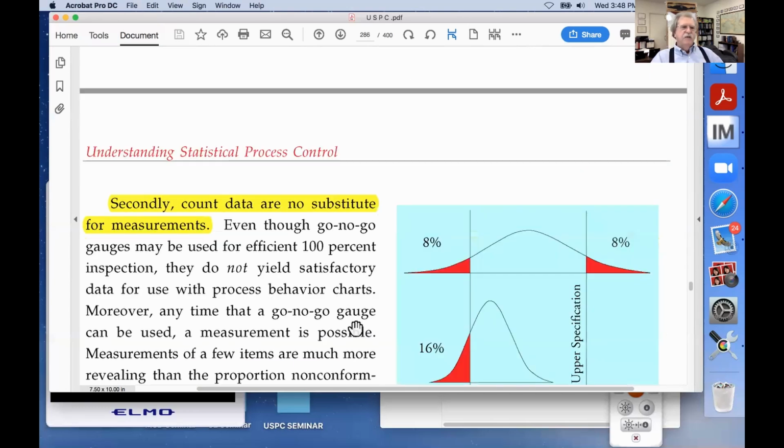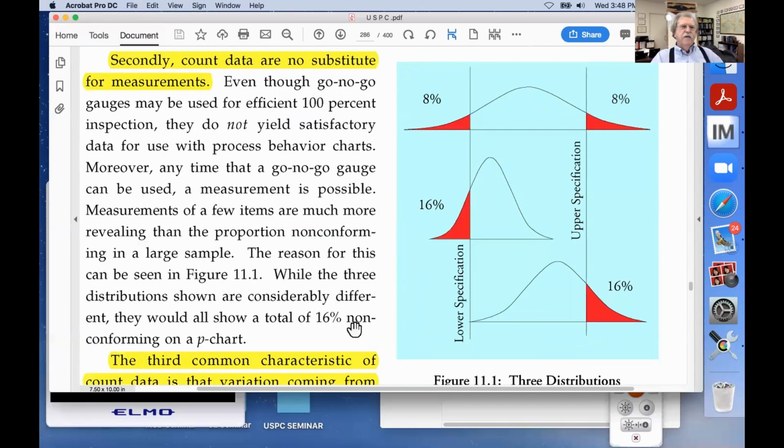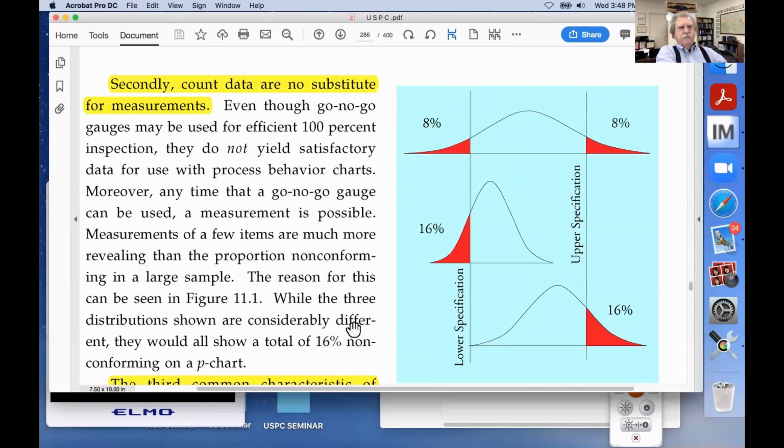The second thing is we tend to use count data when we could measure something. And count data are not a substitute for measurements. There's a picture here on the screen, it's on page 286. These three distributions all have 16% non-conforming. So they would all look the same to a P chart, but they certainly wouldn't look the same to an XMR chart or an average and range chart.